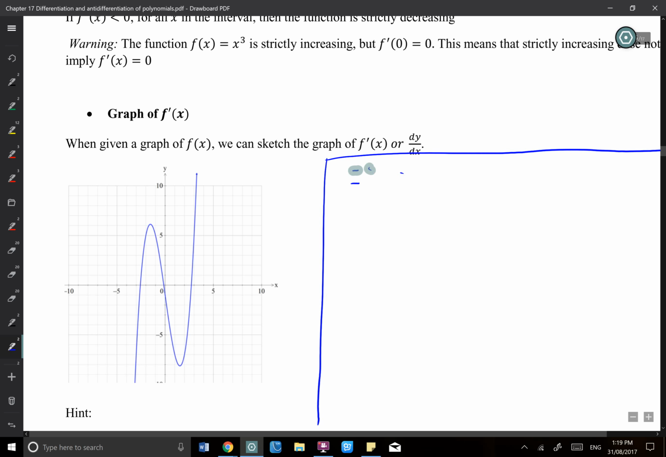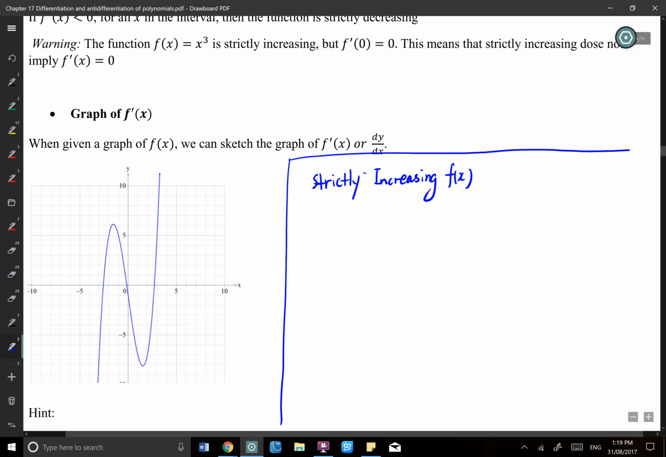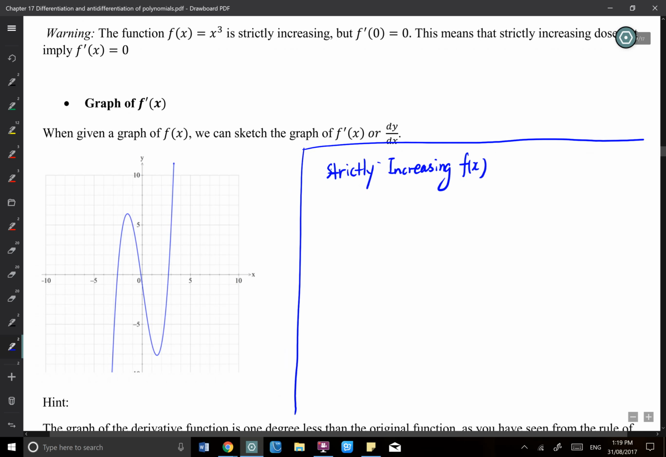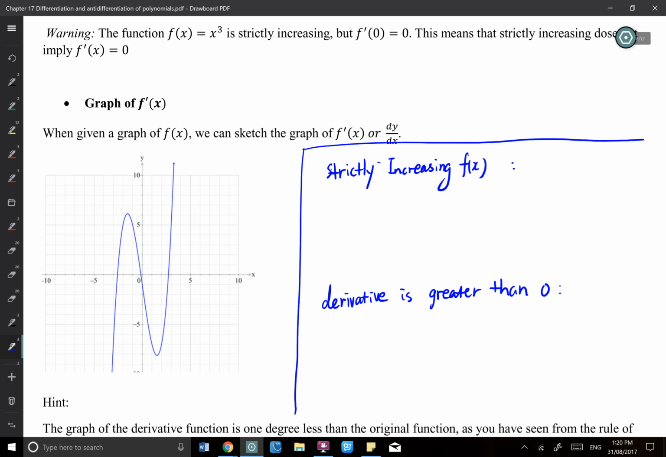Well, I'll use strictly increasing function, and then I have strictly increasing function and derivative is greater than 0. What's the relationship between strictly increasing function and derivative is greater than 0?